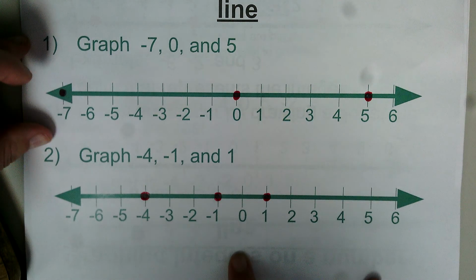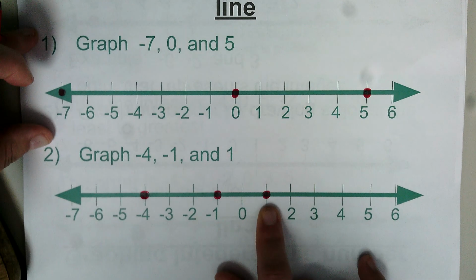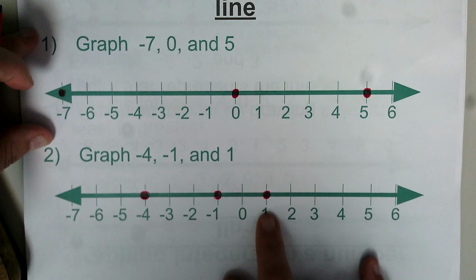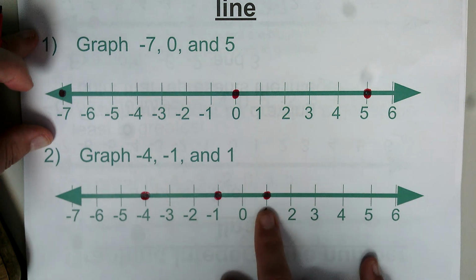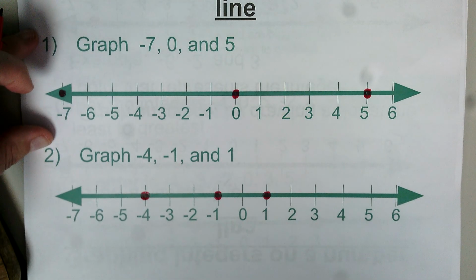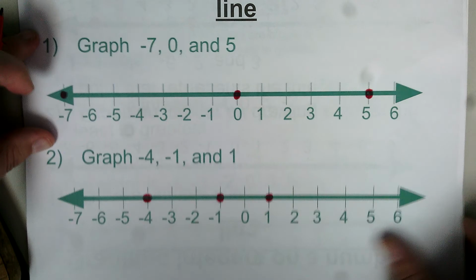It is important that you put the dot and that you close the dot in, because in math, that means that one. If it's an open circle, which we'll talk about in the future, it has a different meaning. So make sure when you put your dot that it is a closed circle, a closed dot. Okay.